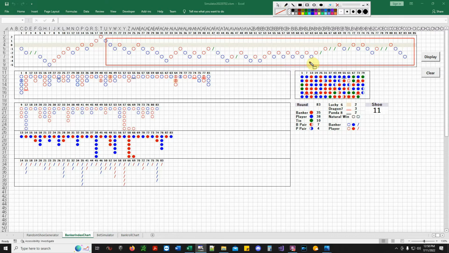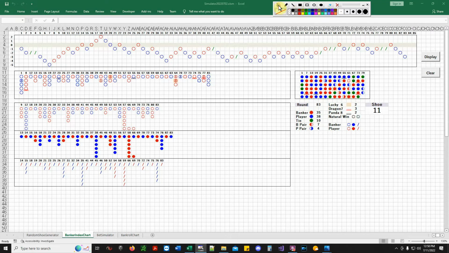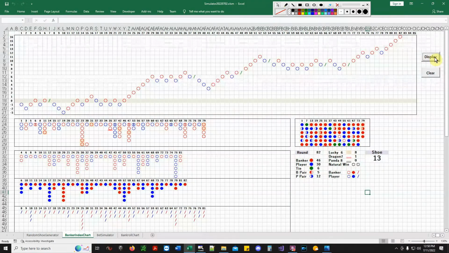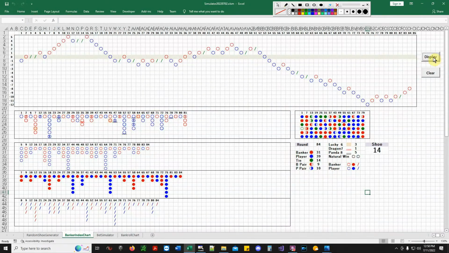Even though the banker is favored, if that shoe is trending in one direction, let's see if we can find a player favorite shoe here. That's a banker favorite shoe. I want to find a player favorite shoe. Here's a player favorite shoe. Let's look at this.